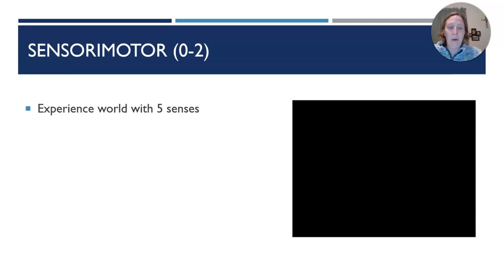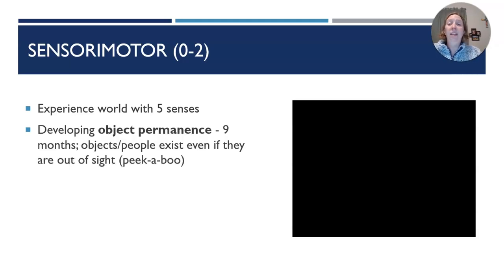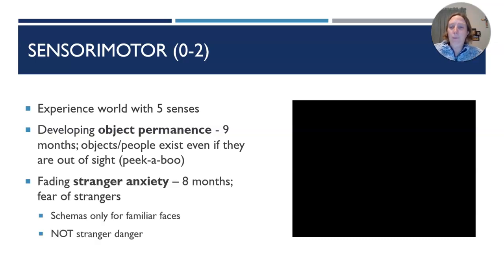Okay. At this stage they are working on developing their sense of object permanence. So basically, they think that if they can't see something because they close their eyes, or they can't see something because they cover it up, that thing is gone entirely. So that's why they get such a kick out of peekaboo.